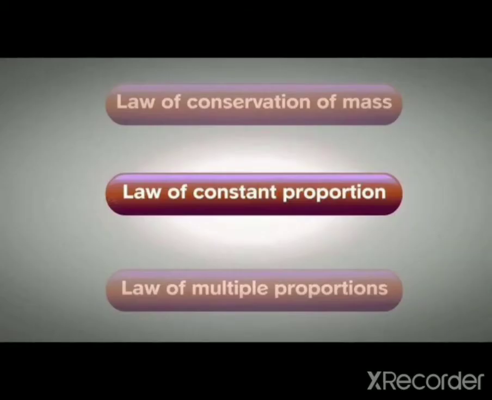There are 5 laws of chemical combination. Law of conservation of mass states that mass can neither be created nor be destroyed in a chemical reaction. Law of constant proportion states that the same compound always contains the same elements combined together in the same fixed proportion by weight. Law of multiple proportion states that when two elements combine to give more than one compound, the different masses of one of the elements which combine with a fixed mass of the other are in the ratio of small whole numbers.